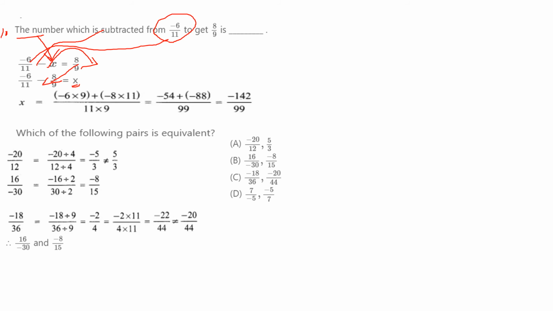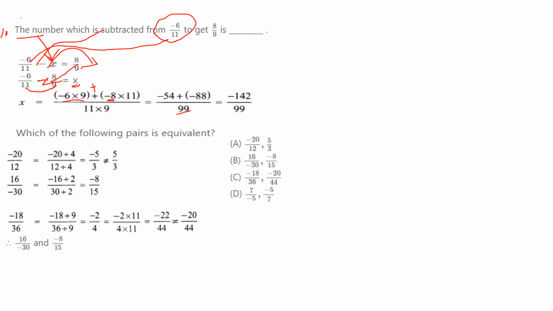After that, different denominators, so 11 into 9, 99. 99 in 11, 6 times. So, minus 6 into 9. Here we take this minus plus, meaning the additive inverse of the next number. So, plus 8 by 9 becomes minus 8. And 99 in 9, 11 times. So, minus 8 into 11.